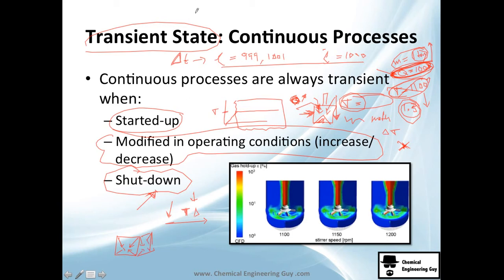So hopefully you understand why we have these in continuous processes. It's not that the actual continuous process has it, it's only that when we start it and when we shut it down, or when we change normal operation conditions.